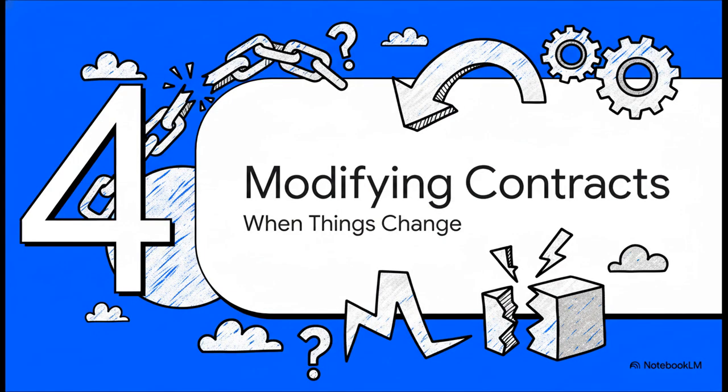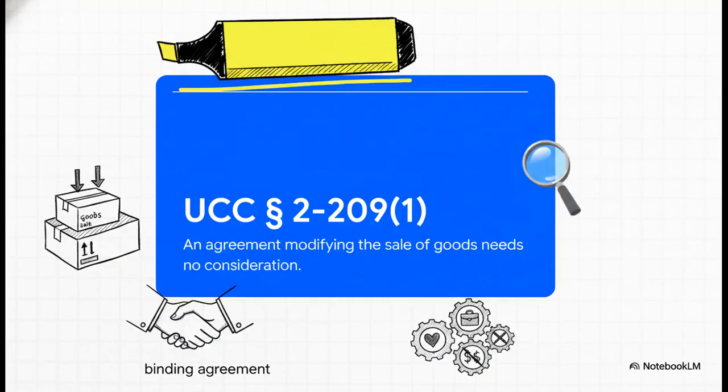Which brings us to Section 4, modifying existing contracts. So, what happens when circumstances genuinely change, and we really need to modify a deal without adding new consideration? The law recognizes that, hey, business happens, and sometimes strict adherence to the pre-existing duty rule just isn't practical. Grab your highlighters, because this is the UCC exception that proves the rule.